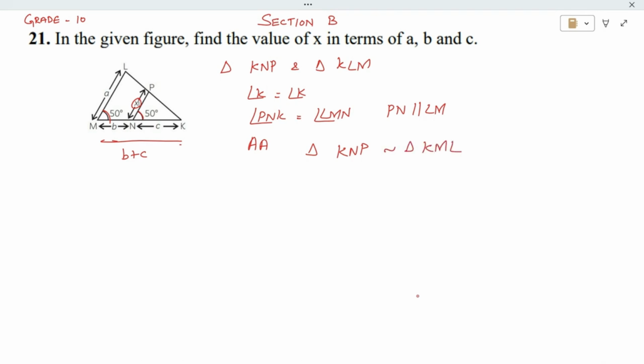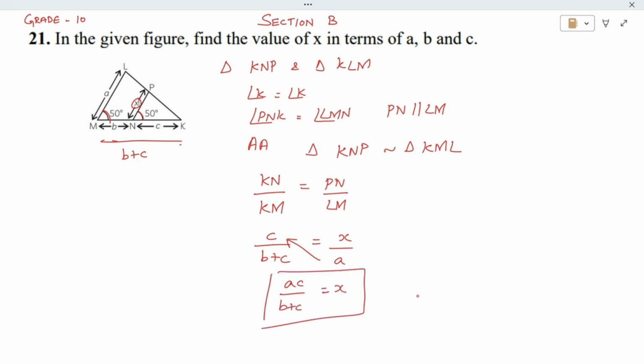Now I can write the ratios as KN by KM is equal to PN by LM. I already added the length of KM as b plus c, so I can substitute it. What is KN? KN is c and KM is the total length, that is b plus c, is equal to PN, which is x, and LM is a. Now I am taking a to the other side because I need only x. So it is ac by (b plus c) is equal to x. Now I have represented x in terms of a, b and c.